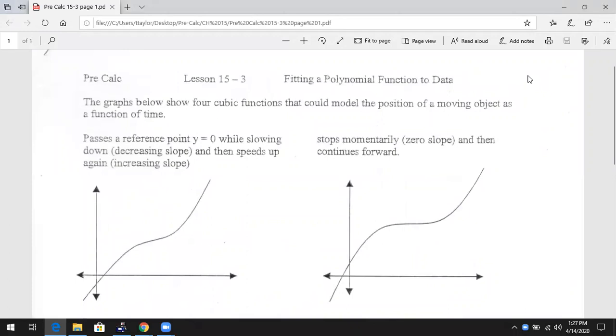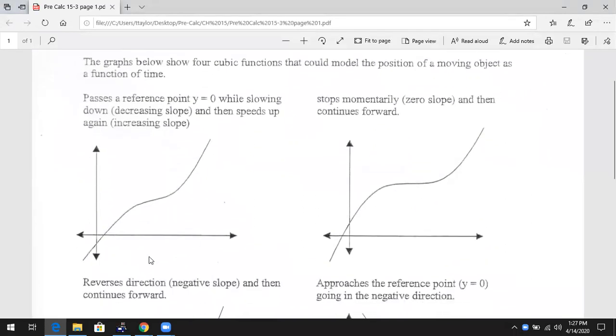Lesson 15.3 deals with fitting a polynomial function to data. It says the graphs below show 4 cubic functions that could model the position of a moving object as a function of time.